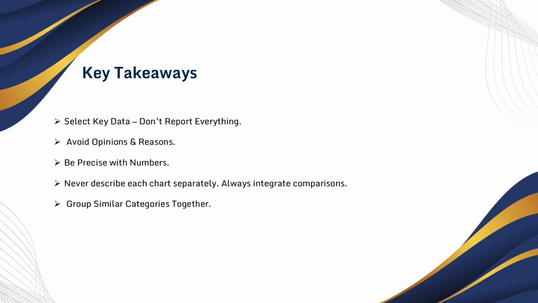Third, be precise with numbers. Always report exact percentages, never approximate. Precision in data shows analytical control and is essential for a high band score. Fourth, never describe each chart separately. Always integrate comparisons. And last, group similar categories together. Don't go category by category. Group by theme. Follow these 5 rules, and your pie chart responses will be clear, concise, and high-scoring.